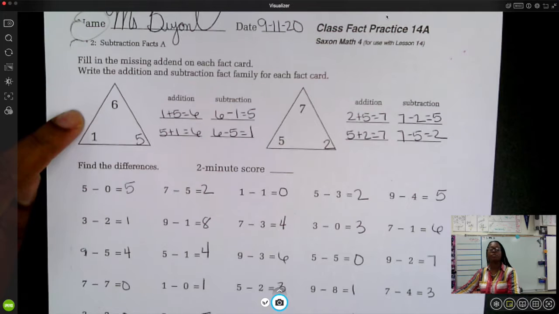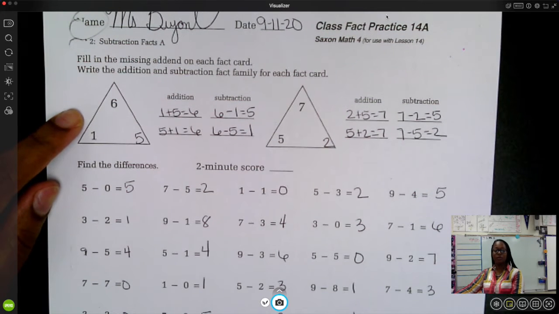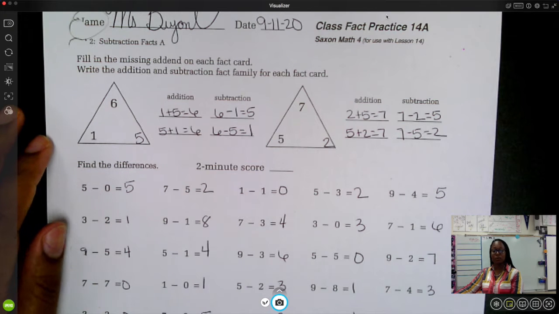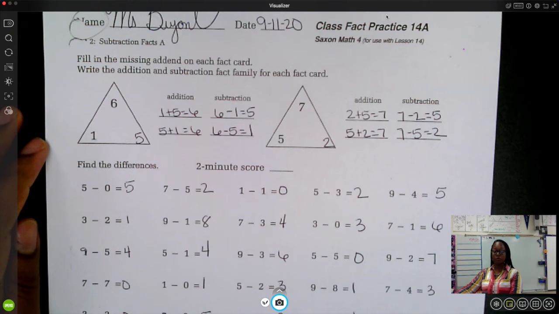So that's the triangles. At the top, you see the 6. We want the triangle to equal 6. So our missing number was 5. 1 plus 5 equals 6, and 5 plus 1 equals 6. Those are our addition problems. Subtraction, it's 6 minus 1 equals 5. 6 minus 5 equals 1.